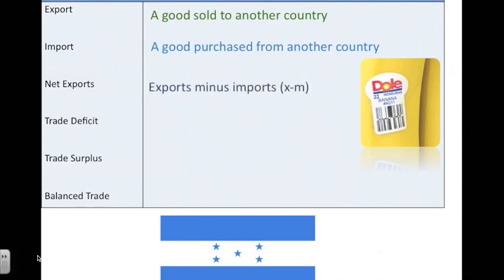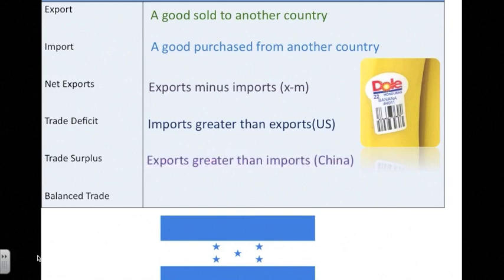The balance of exports and imports, or exports minus imports, gives us the balance of trade, i.e. net exports. If you buy more than you sell or import more than you export, then you end up with what is called a trade deficit. The United States has had a trade deficit for the better part of 30 years. A trade surplus is when we sell more than we buy. So the Chinese, particularly with the United States, are running trade surpluses. And again, the balance of trade is determined by the balance of exports and imports. If exports are equal to imports, then trade is balanced.